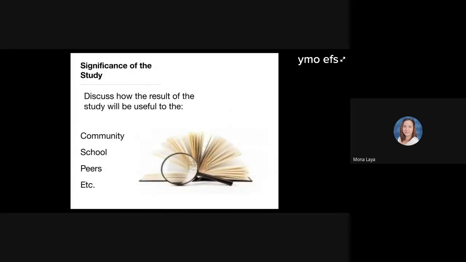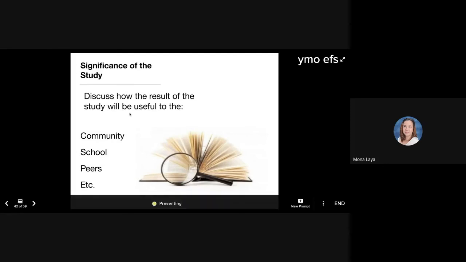The next in the format, we have the significance of the study. So you have a discussion on how the result will be useful to the community. The etc. Always parating si future researchers, diba?